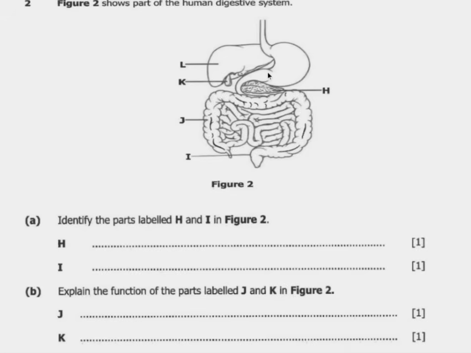So the first question is saying identify the parts labeled H and I in figure 2. Okay, so we have H, which is called the pancreas. So you need also to know the function of the pancreas, by the way. So pancreas secretes two hormones, that is the insulin and the glucagon. So the insulin is secreted by the beta cells, and the glucagon is secreted by the alpha cells. Right. So what is the effect of these hormones?